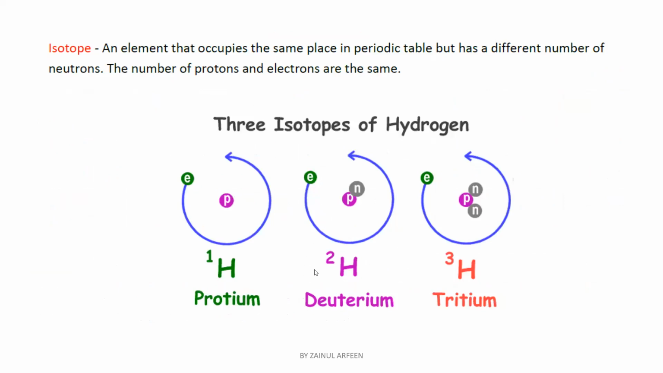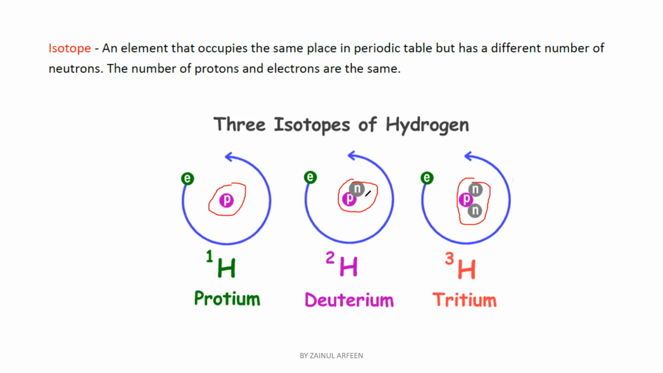Then we define a term: isotope. What is the meaning of the term isotope? Isotope means atoms having the same number of protons but different numbers of neutrons. We call them isotopes. As you can see, this element has 1 proton, this has 1 proton and 1 neutron, and this has 1 proton and 2 neutrons.